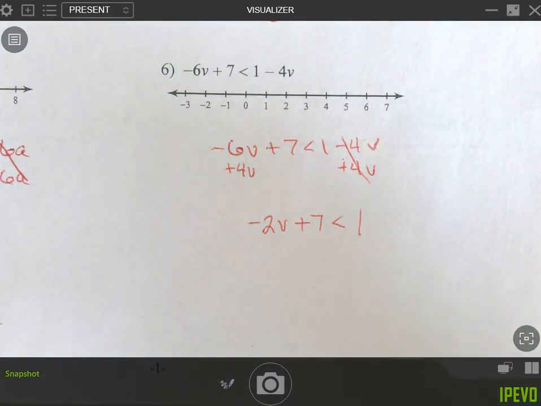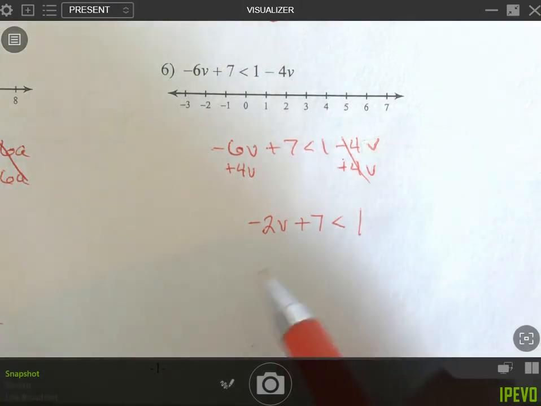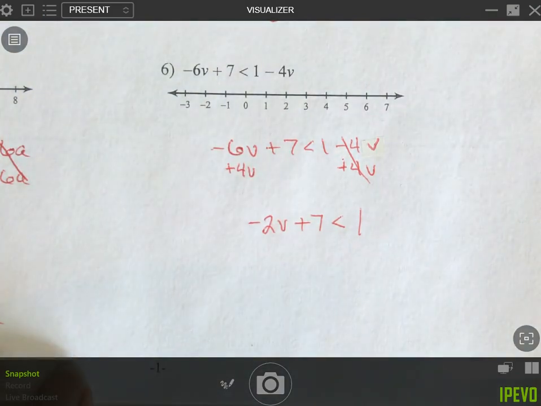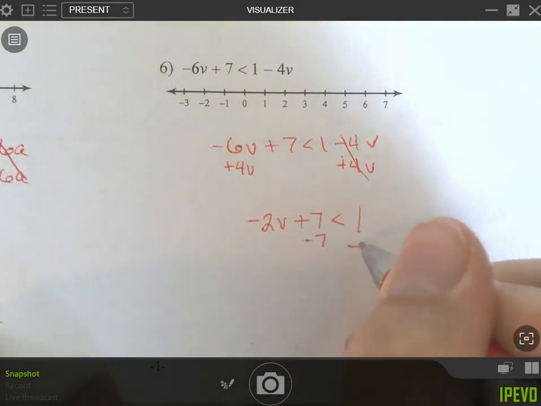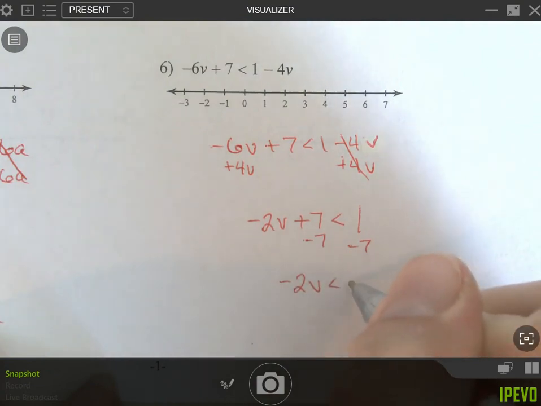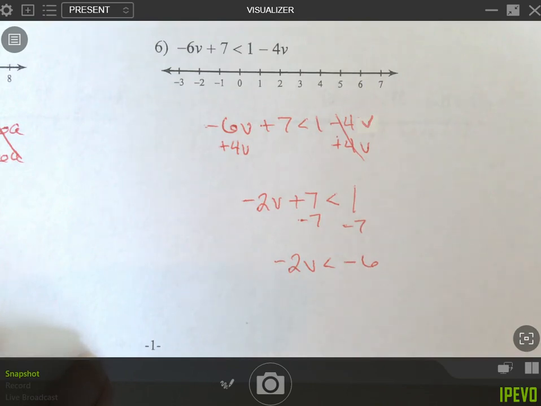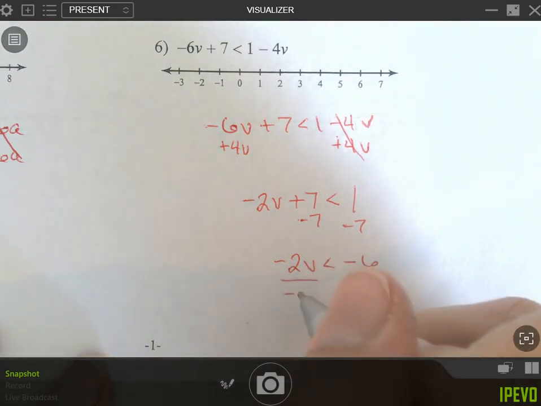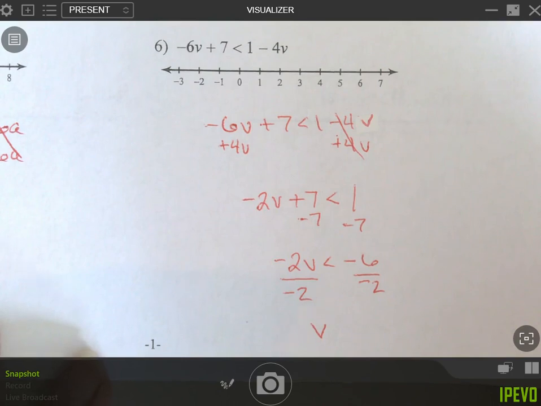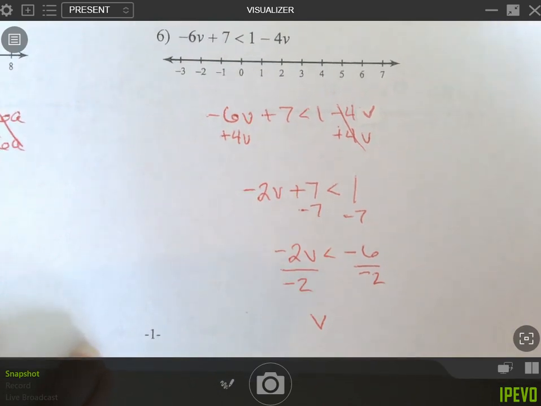What should I do next? Here's my v. Get rid of the negative 2 and the 7. So what are we getting rid of? Minus 7, both sides. Negative 2v is less than negative 6. Then what? Divide by, and you're saying divide by a negative, right? So v stays. Then what do I have? V is... All right, we're going to flip the sign because you divided by negative. These negatives cancel, and I get v is greater than 3.